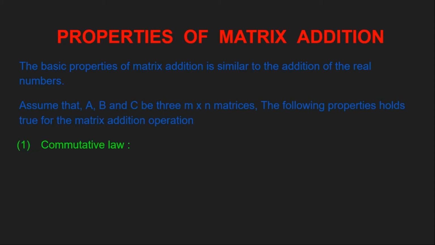So first of all, the commutative law. The commutative law is nothing but, as you know, the property regarding the addition of real numbers. Suppose you have two matrices A and B. So if you are adding A plus B, and after that you are adding B plus A, both will be equal. So this is all about the commutative law. Now move on to the second one, guys.